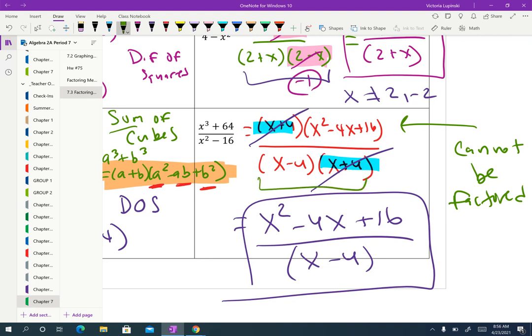And then finally, your restrictions. So check all the denominators. X cannot equal -4 or +4.